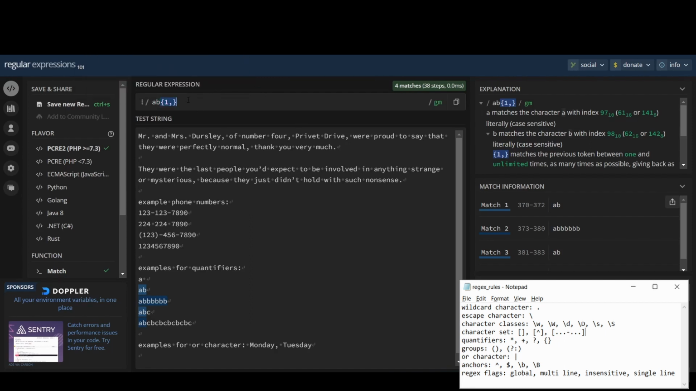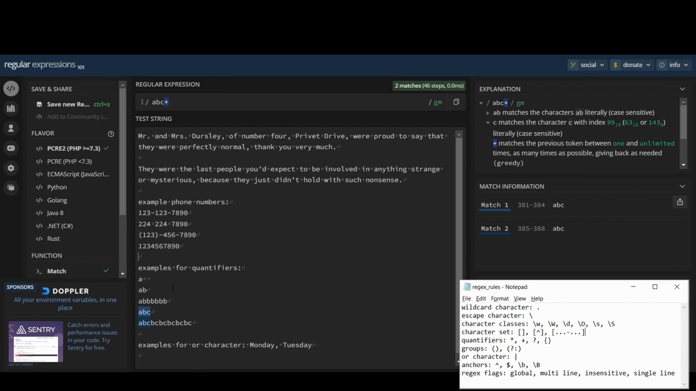So these quantifiers are very useful, but they only act upon the previous single letter, which is our B in this case. But what if we want to match ABC, but also ABCBC, ABCBCBC with BC repeated? If we type ABC and a quantifier, as you can see, it doesn't really produce the desired result because this plus quantifier only acts upon this single letter C. If we want the quantifier to act upon both B and C, then we need to put them into a group.